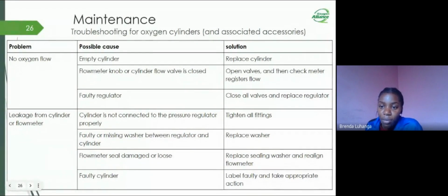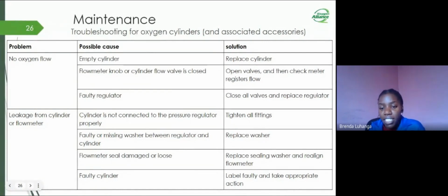Sometimes the flow meter knob or the cylinder flow valve is closed. So you need to ensure that all the valves are open and then check if the meter registers flow. It can also be due to a faulty regulator, which you need to close all the valves and replace with a new one.